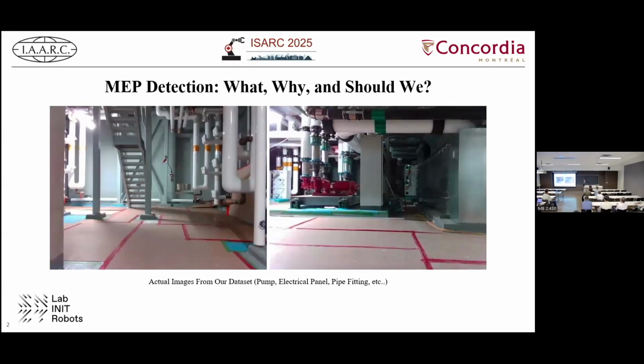So our focus here is in MEP detection. I guess almost everyone here knows what MEP is, but let's just go through why we think it's a special type of detection. We think it's special because we are focusing on objects that are very small, like valves and pipe connections, and those are more difficult to detect. Detecting them would be very useful because it will save a lot of time in reality.